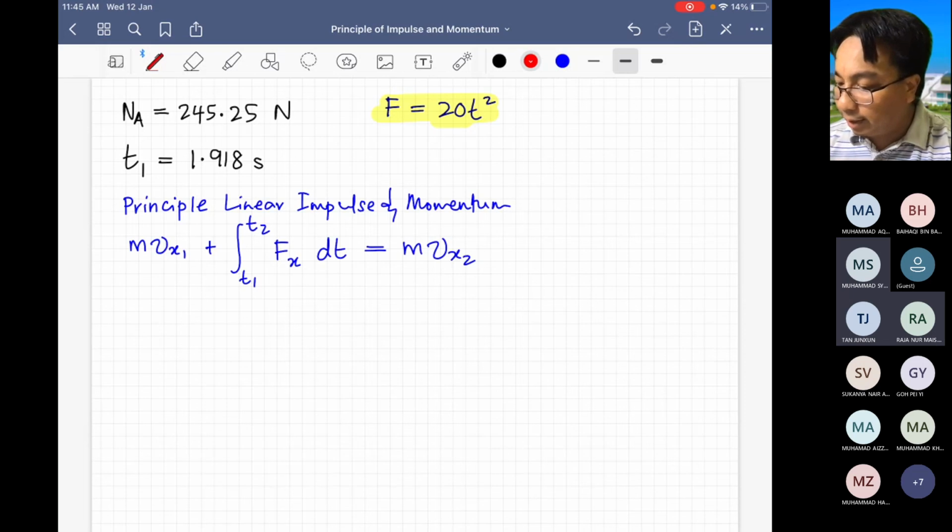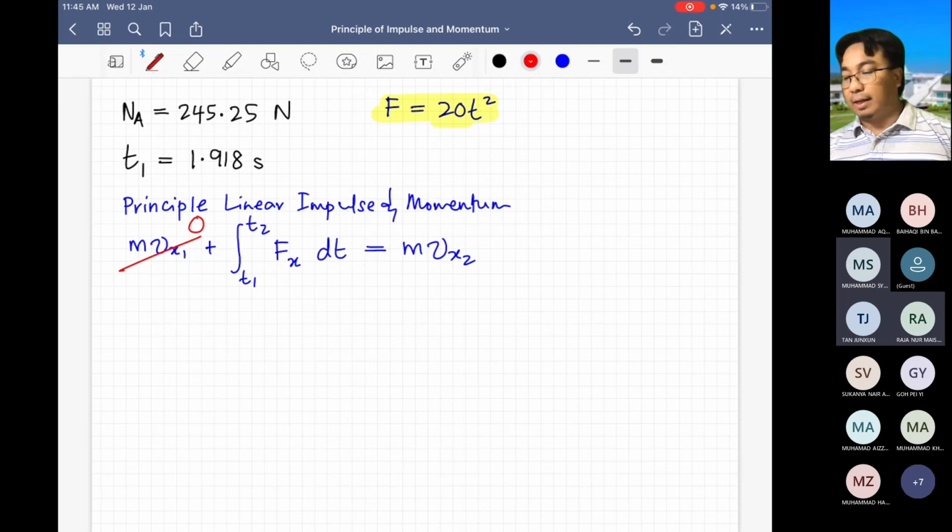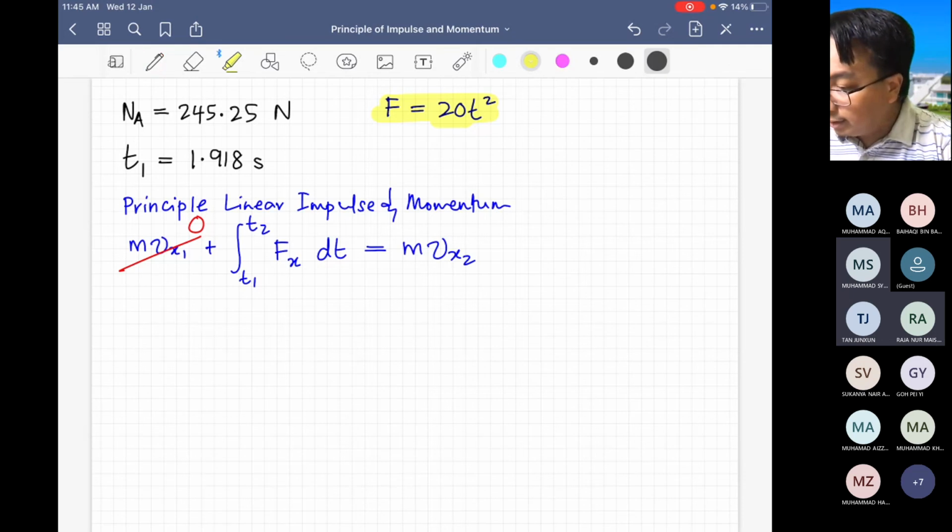Okay, saya mula balik calculation untuk principal ni because we do not get the same answer yang seperti calculation saya sebelum ni. So this will be 0, sebab dia start daripada not moving. So yang kita nak cari is this one lah, Vx2 ni.